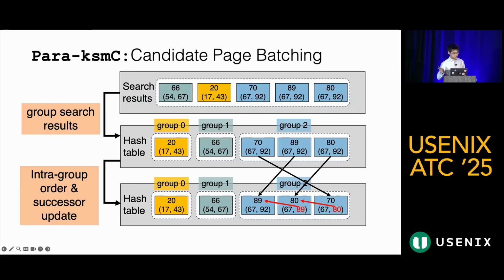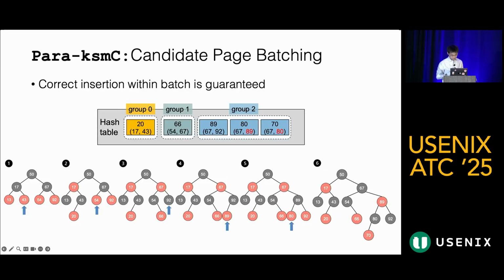the following page insertion. For example, if we insert page 89 first, we know that the successor of 80 should become 89 instead of 92 anymore. So in this way, we guarantee the correctness of the insertion within the batch. And the formal proof is available in our paper. So with this intra-group sorting and the successor update, we ensure the correct insertion for all candidate pages.